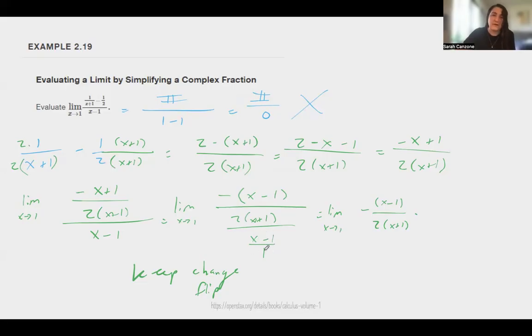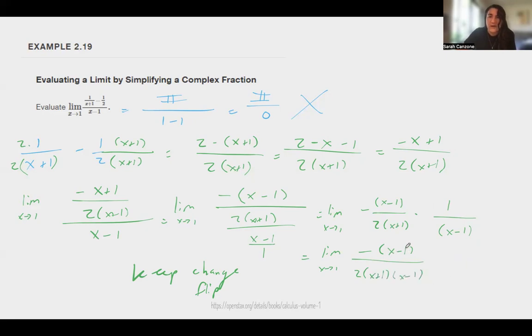When you have something over 1, it's now just 1 over that thing, x minus 1. And then we can use our pre-calc rules that say if you have two fractions being multiplied, you just multiply across. So this is the limit as x approaches 1 of minus x minus 1. Well, times 1 is just itself, so I won't write that. Times 2 times x plus 1, x minus 1.